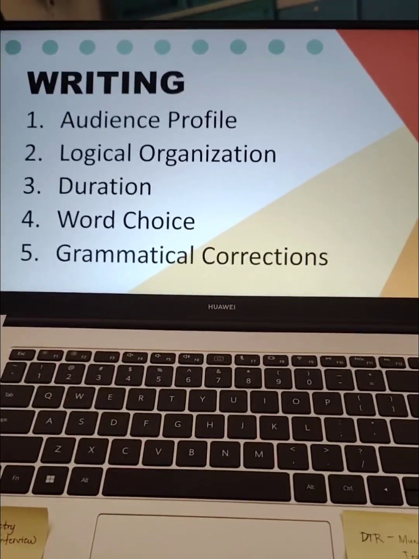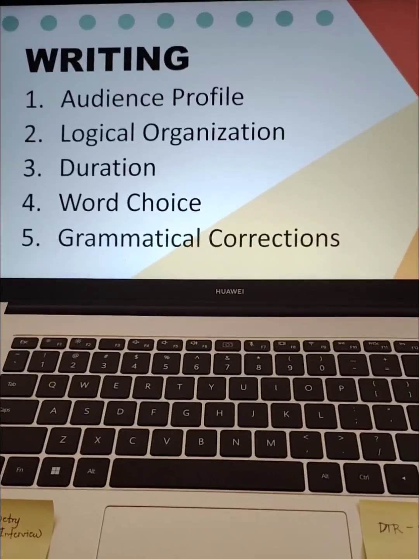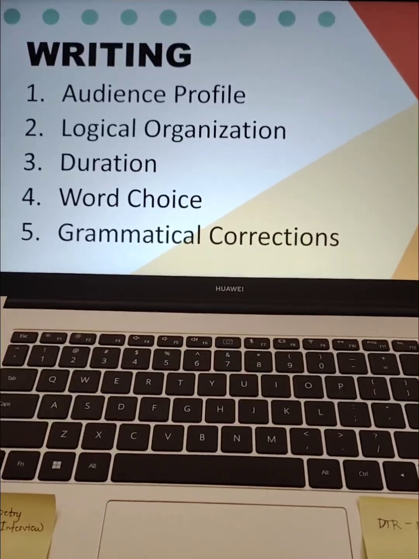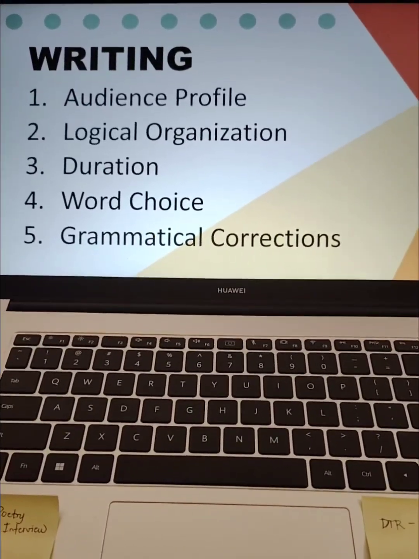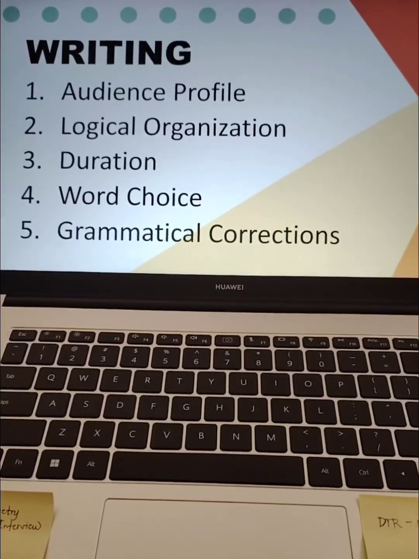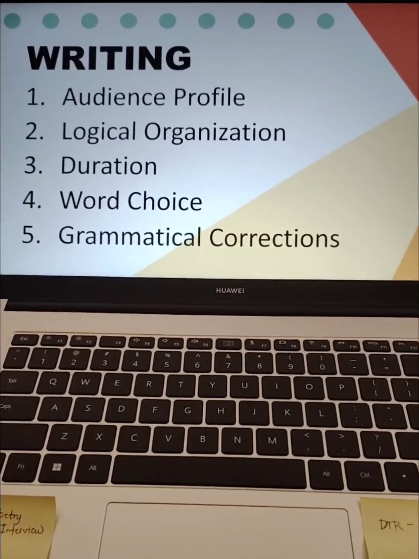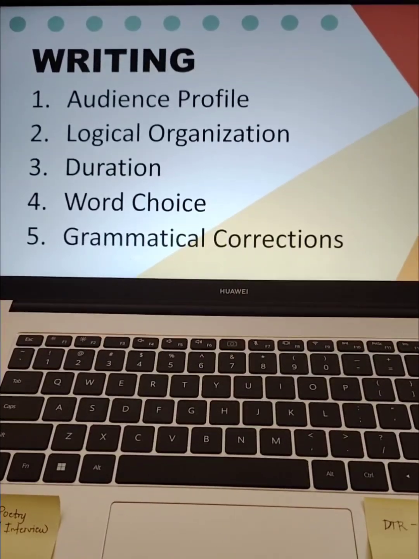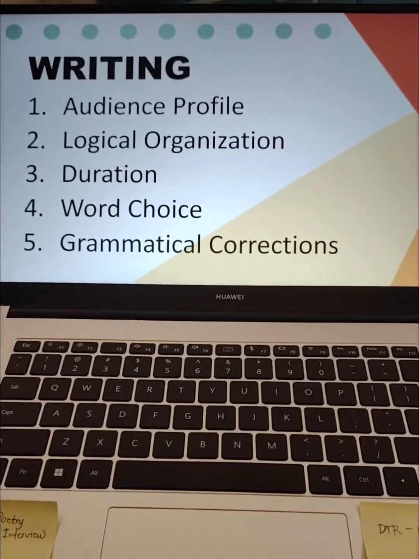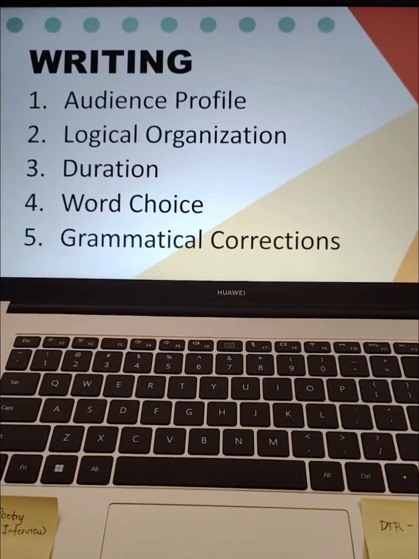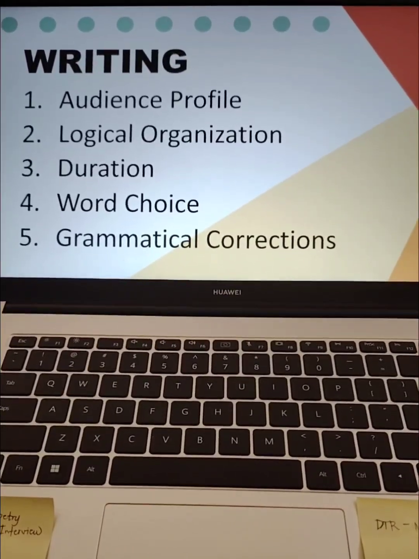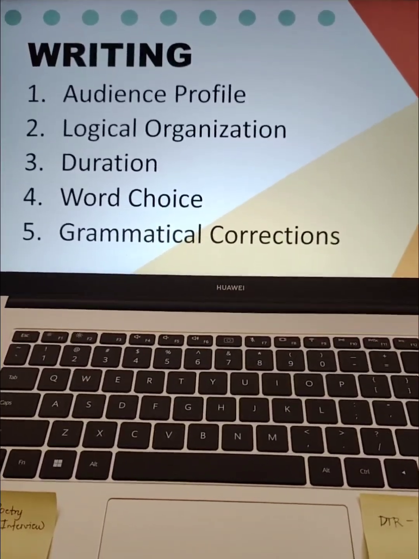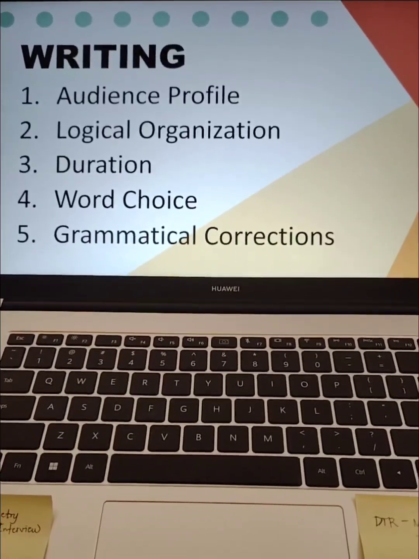And for grammatical corrections, of course, you have to make sure that you deliver your speech free of error in terms of grammar. Why? Ma'am, hindi naman po kami English major, okay lang po yun. You said it's just okay to make use of our vernacular, it's just okay not to be perfect in using the English language. Yes, that's right.